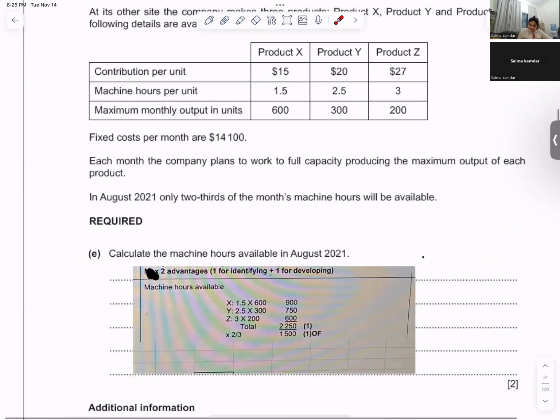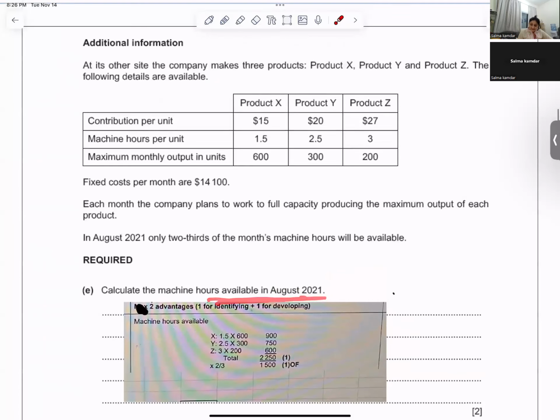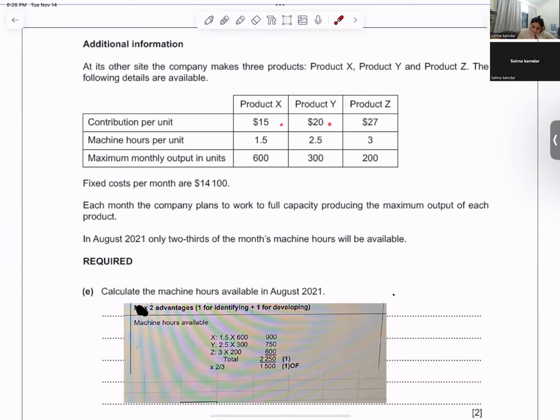Now here, calculate the machine hours available in August 2021. See, this is the contribution per unit. On the other side, the company is making three products. One is product X, one is product Y, and another is product Z. And I have the details of product X, product Y, and product Z. Contribution per unit is 15, 20, 27. Machine hours per unit that is needed is 1.5, 2.5, and 3.